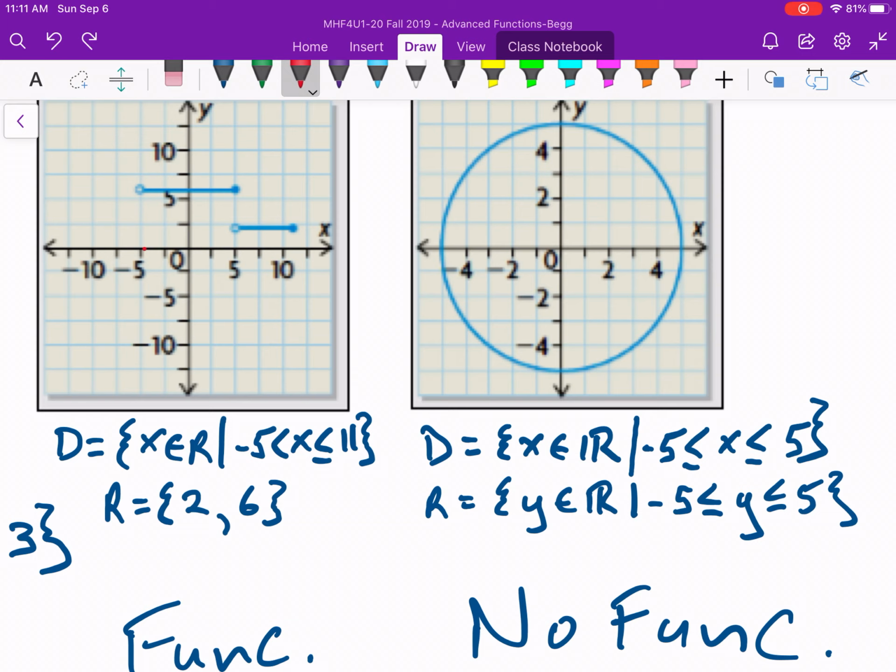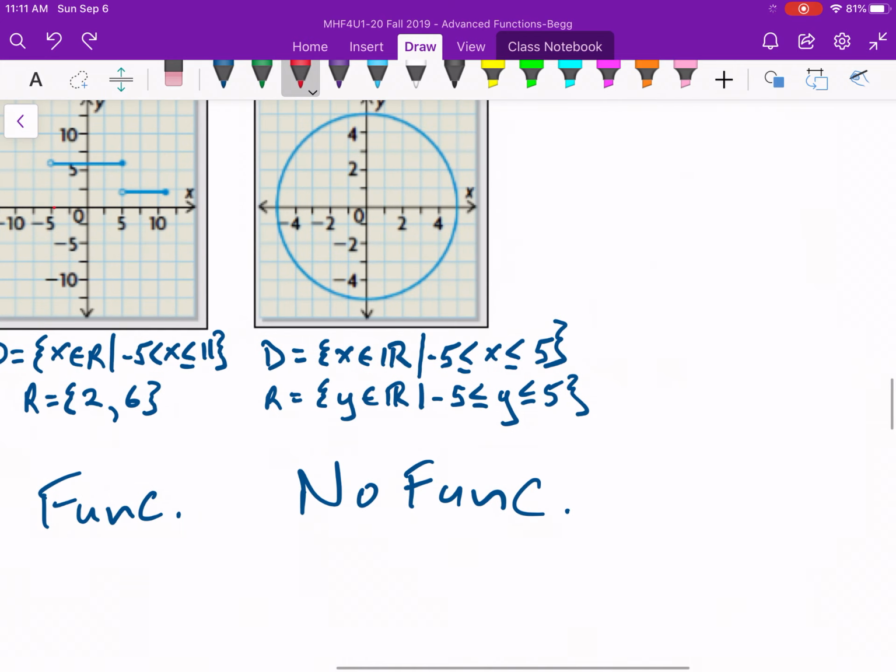And it is a function. It passes the vertical line test. Yes, a vertical line goes through here, but remember, the bottom line segment is an open circle, so it's not actually including that point there. So it does pass the vertical line test.